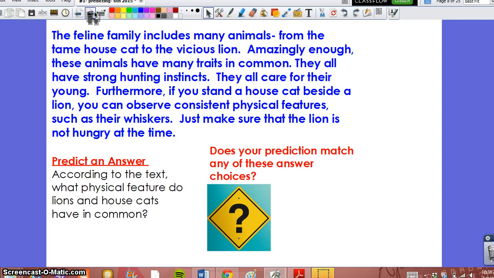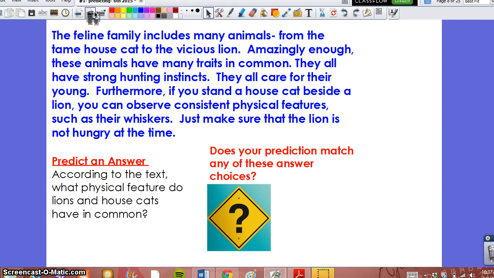The feline family includes many animals, from the tame house cat to the vicious lion. Amazingly enough, these animals have many traits in common. They all have strong hunting instincts. They all care for their young. Furthermore, if you stand a house cat beside a lion, you can observe consistent physical features, such as their whiskers. Just make sure that the lion is not hungry at the time.